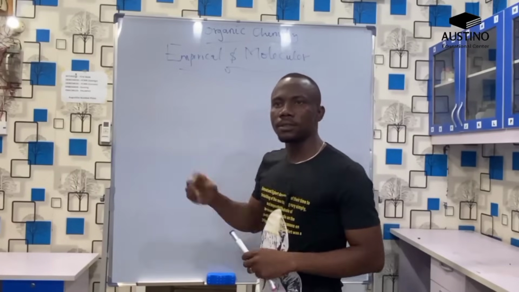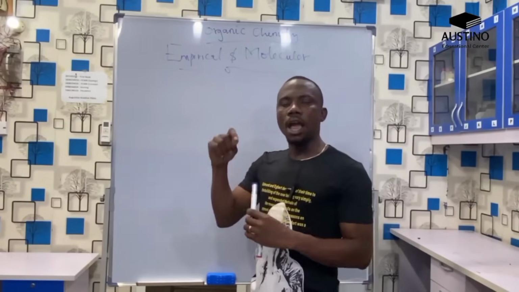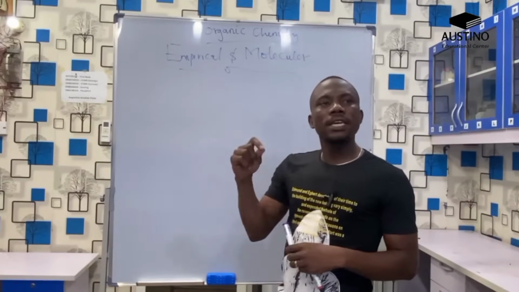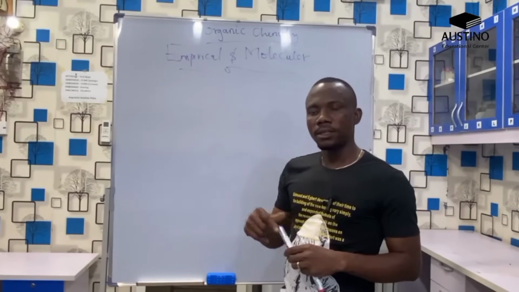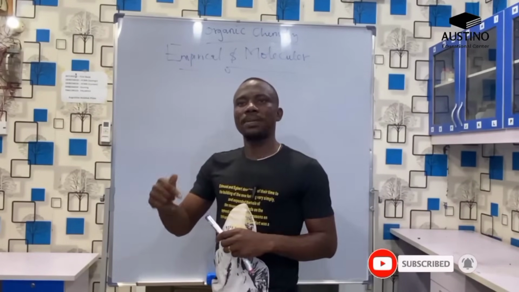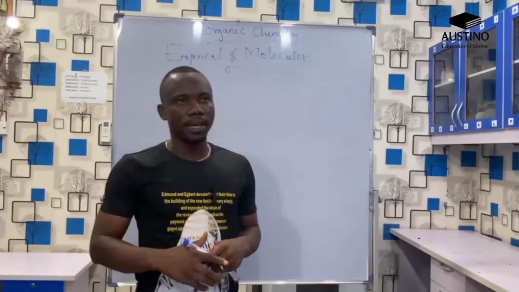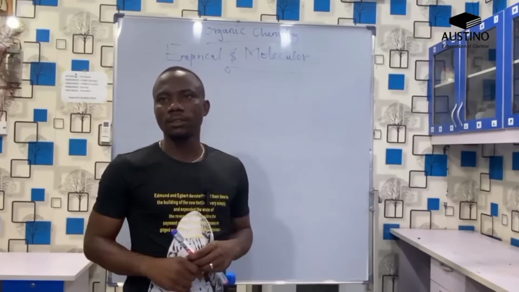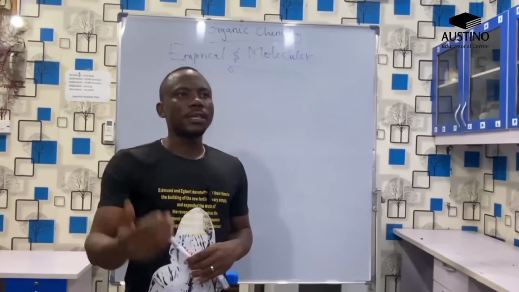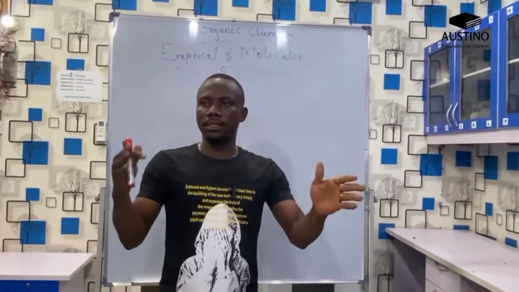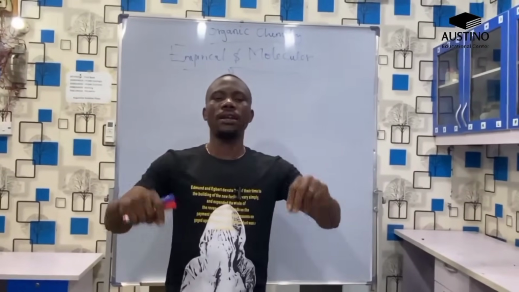In our previous video, I pointed out that there are 3 steps in determining empirical and molecular formula. One is determining the relative atomic mass of each atom present in the compound. Number 2 is determining the percentage composition of each of those atoms present. And then finally, the ratio of those atoms present. Today we are going to be looking at certain examples that will show us how we can use these 3 steps in arriving at different empirical formulas.